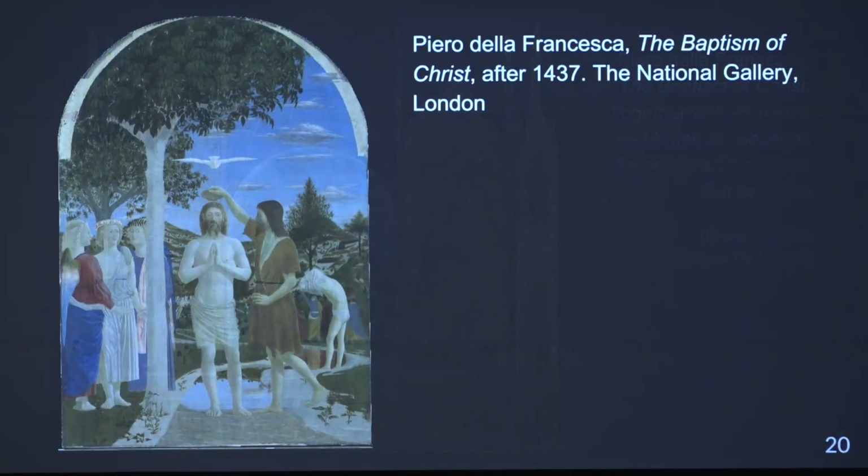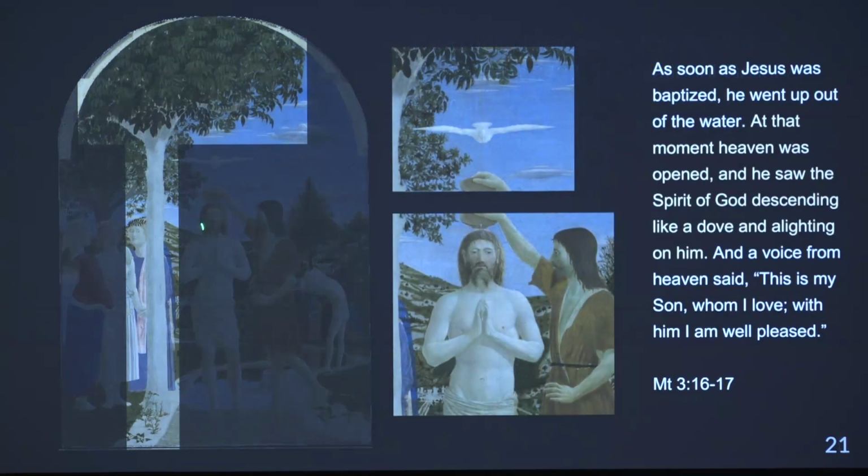But just focusing again on the main panel, the two protagonists obviously are Jesus and John. This important gesture, that's the baptism, throwing the water over the head of Jesus. And the moment represented is actually very well described in the Bible, in the Gospel of Matthew.